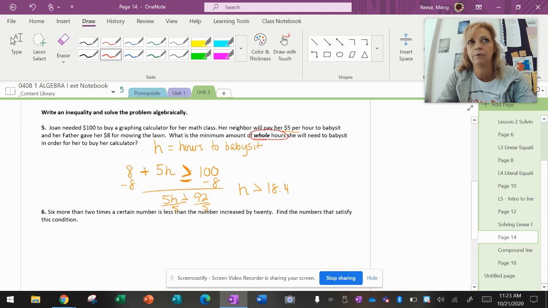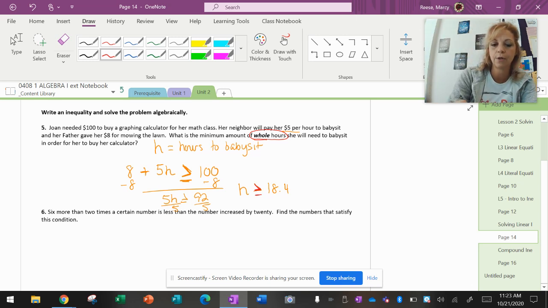So she can't babysit for just like 0.4 of an hour and say, all right, I'm done, I got my $100. She needs whole hours. Now remember, this is H, the hours, is greater than or equal to, sorry, I didn't put the equal to sign, greater than or equal to 18.4. So if I want whole hours, it can't be 18 hours. It's got to go up to 19 hours.